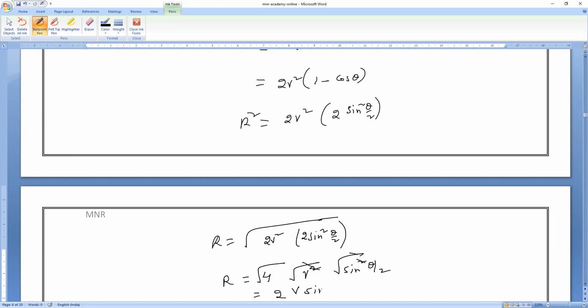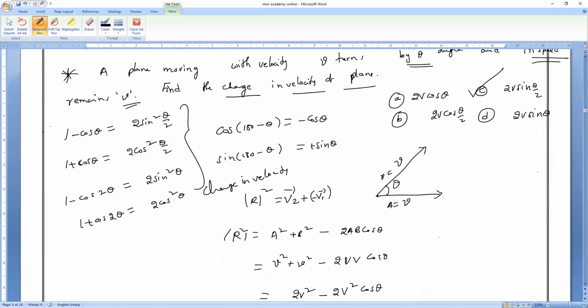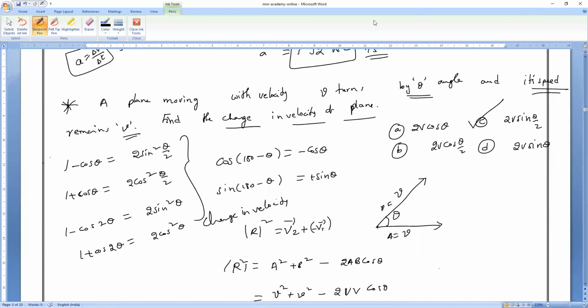So what is the answer? 2v sin theta by 2. So what is the correct answer? Option C, 2v sin theta by 2. Clear? Understood, everybody? That is what you have to remember. Solve this question fast. Any doubt, let me know.